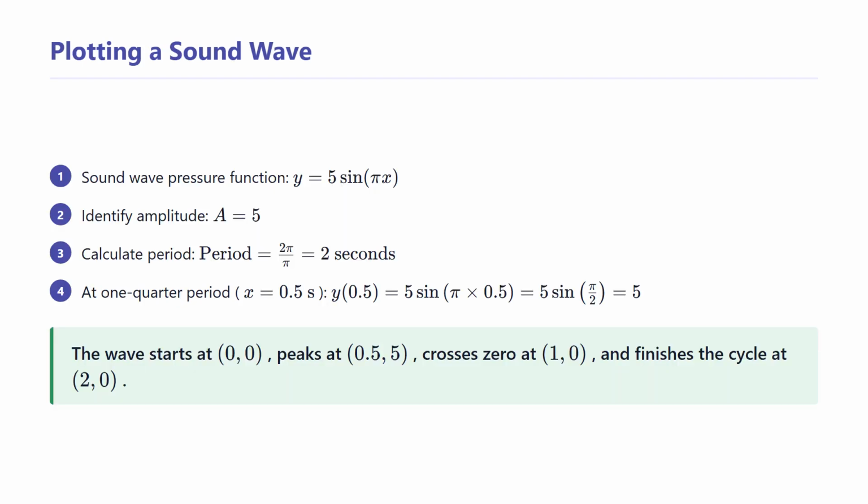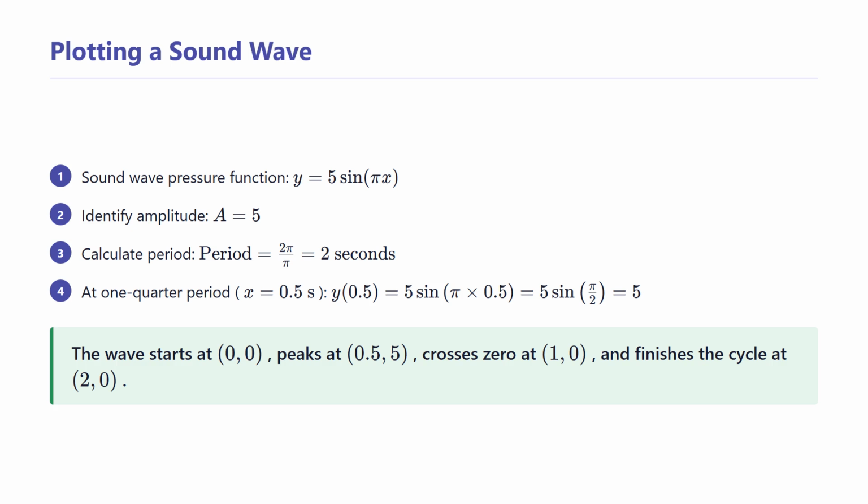Let us apply this to a tuning fork producing a sound wave. The air pressure variation is y equals 5 times sine of pi times x. We want to plot one full cycle. First, we identify the amplitude, which is 5. Next, we find the period by dividing a full circle, 2 pi, by the coefficient pi. This gives us exactly 2 seconds for one full cycle.